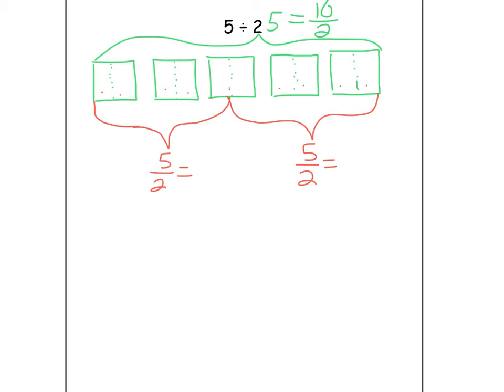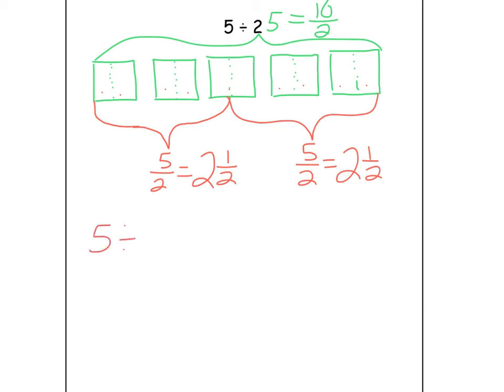So what's 5 divided by 2? Or how many 2's fit into 5? Well, 2 fits into 5 2 times. 2 times 2 is 4. So if I take away those 4, how many are left over from the 5? That is 1, and the denominator stays the same. So let's write this out.